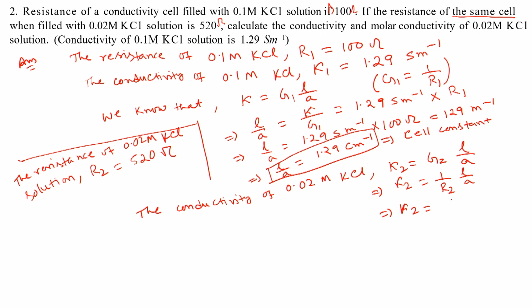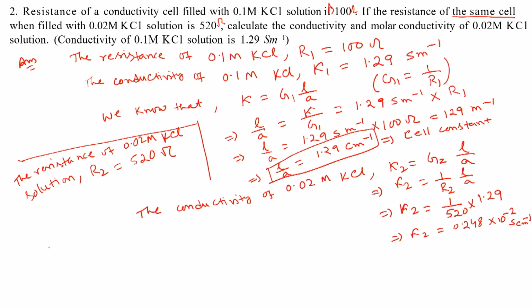So 1 by R2 means 1 by 520, and the value of cell constant is 1.29. If we calculate this, we get the value of kappa 2. So kappa 2 is 0.248 times 10 to the minus 2 S centimeter inverse. This is the value of conductivity of 0.02 molar KCl solution, kappa 2. And we need to calculate the molar conductivity also.